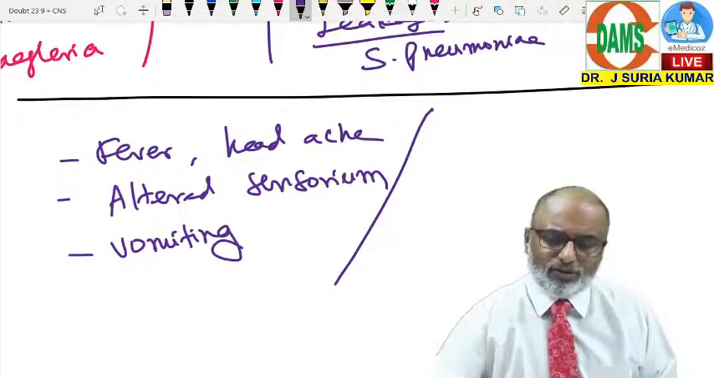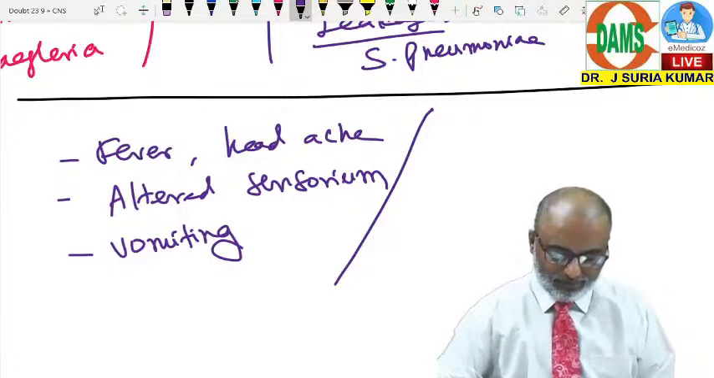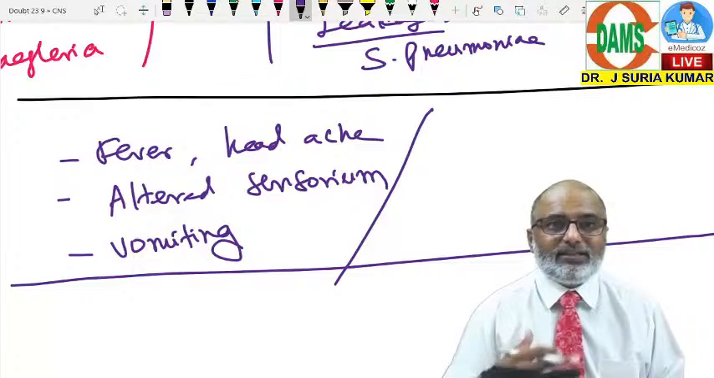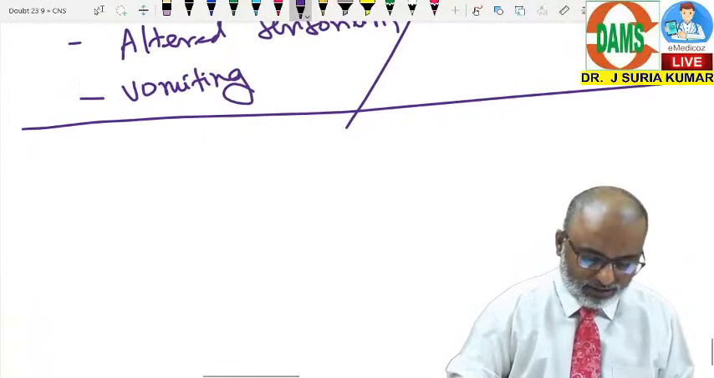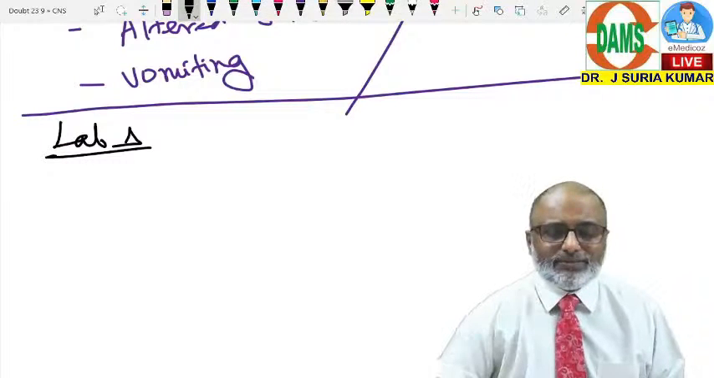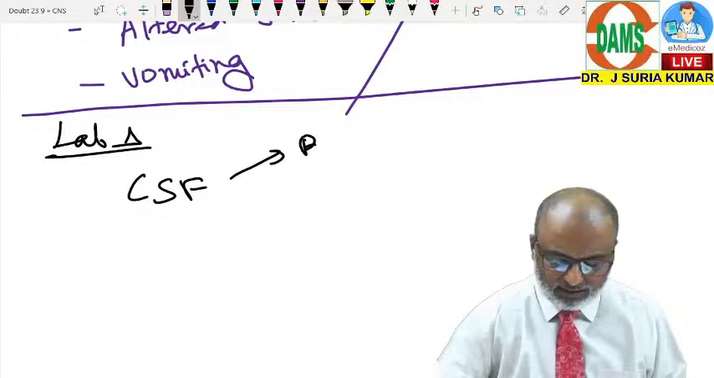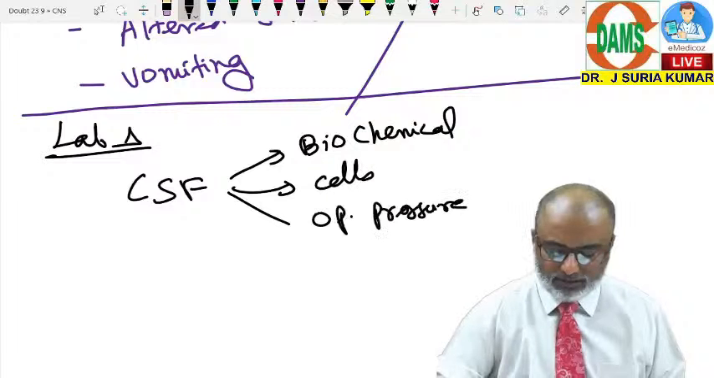And you know the clinical examination also. Neck rigidity, Kernig sign, everything you know. I don't want to go in depth. And once a patient comes with fever, headache, altered sensorium, vomiting, and history suggestive of meningitis, what you need to do? That is important. Lab diagnosis. First and foremost, very simple, CSF analysis. CSF you can go for biochemical test and cells with opening pressure at the time of spinal tap.